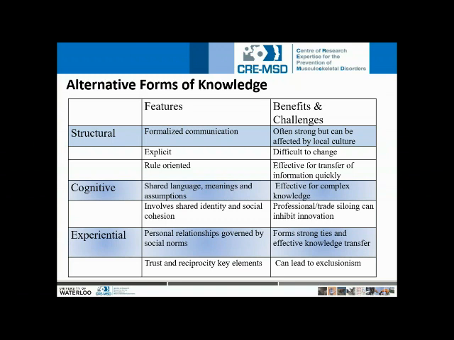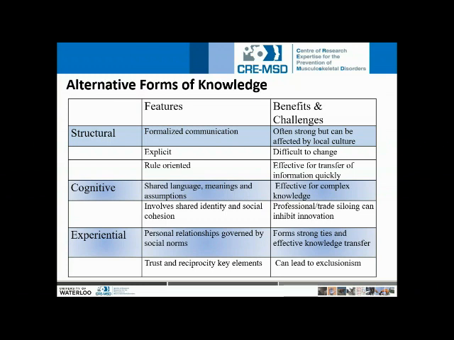With cognitive knowledge, which is less rigid than structural knowledge, people come to know things because they have a shared language, and they share an identity and a set of social cohesion. And it's effective for complex knowledge. Cognitive knowledge is what you get after you've completed your apprenticeship. So you share certain bits of information, you share techniques of doing certain kinds of work, and you share certain goals.